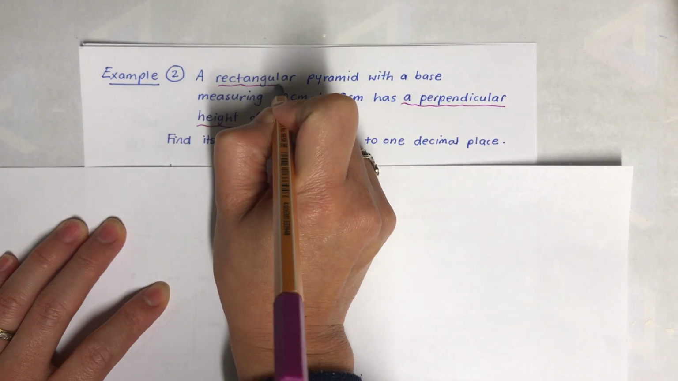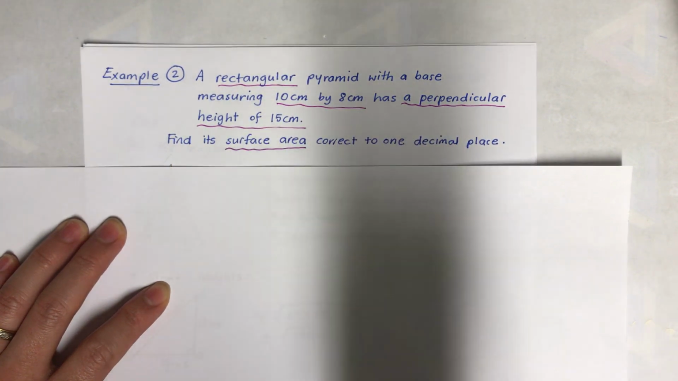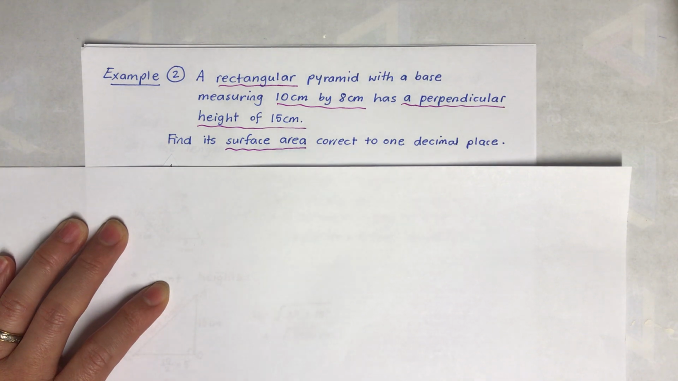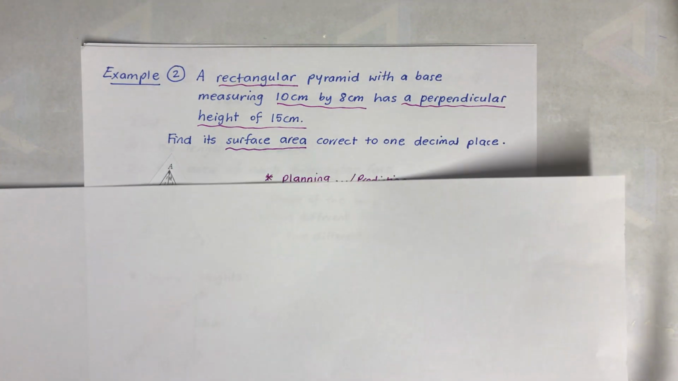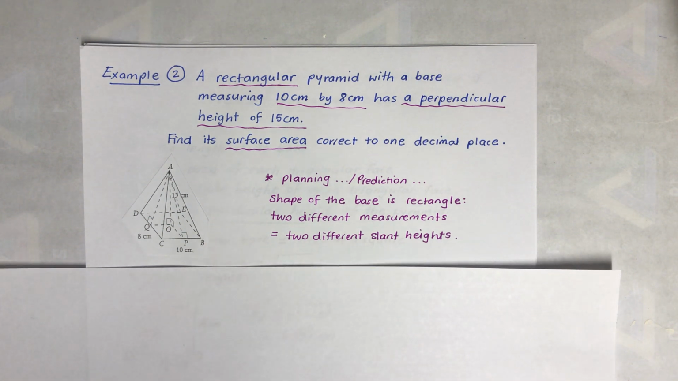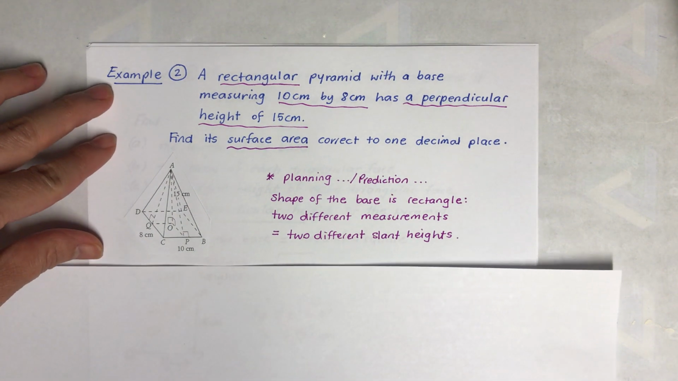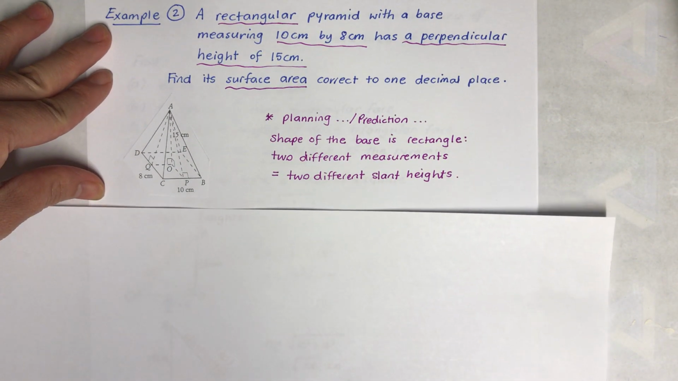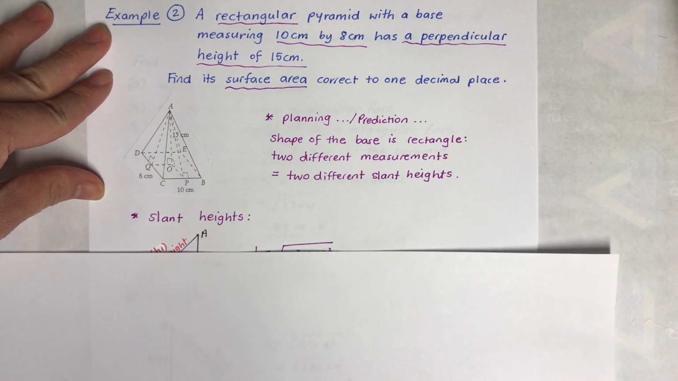Okay, so rectangular is that. It's not a square, so we're going to have a little bit of thinking to do here. There's a diagram here. Now we need to do some planning or prediction, because a rectangle has 2 different measurements, length and width. That means we're going to have 2 different slant heights. Think very carefully, it depends on the shape of the base.